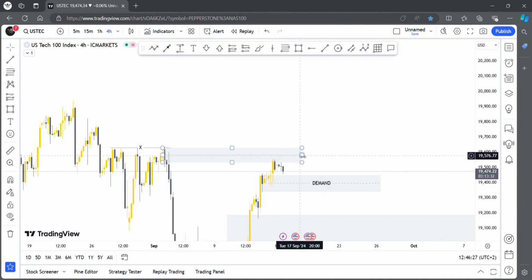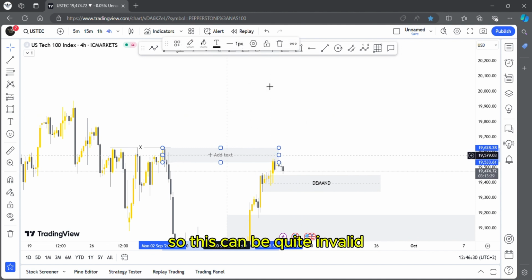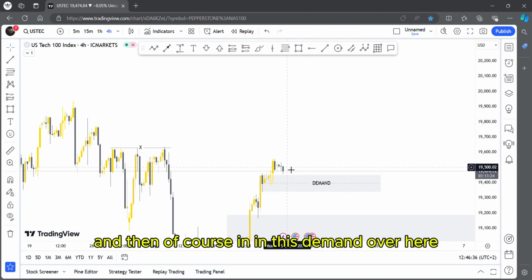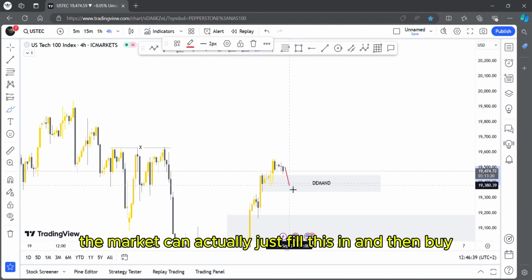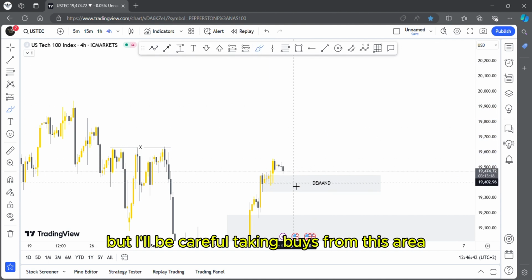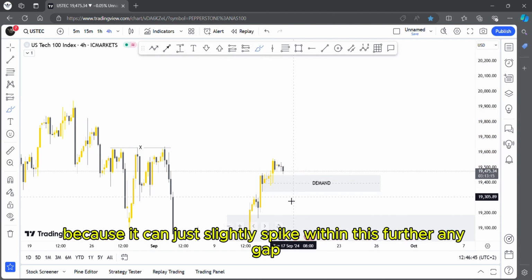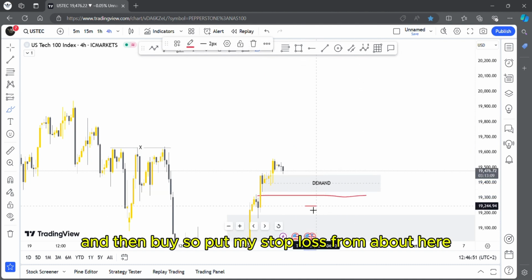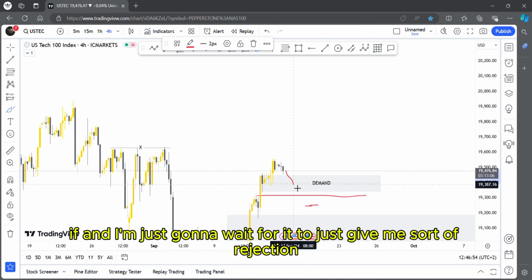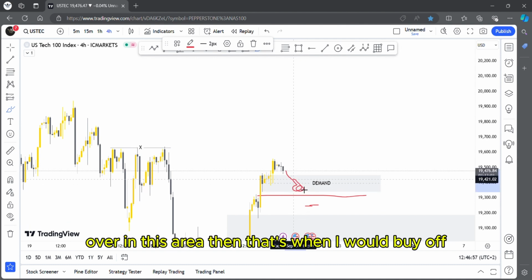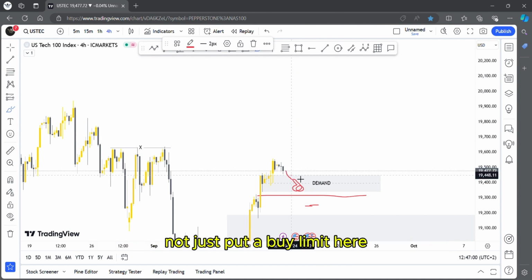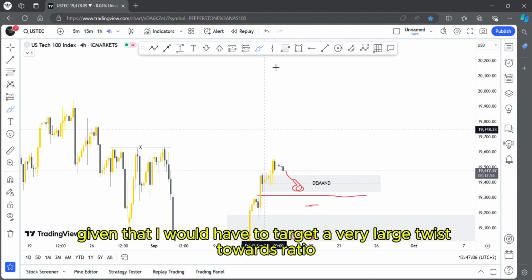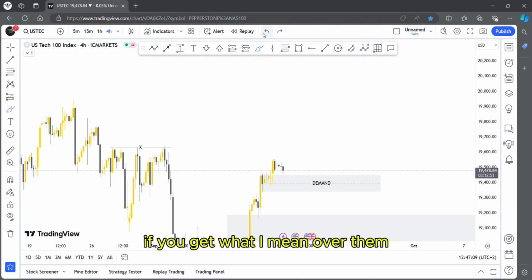So this can be quite invalid, but for now it's still valid for those who are just scalping sales. And then of course in this demand over here, the market can actually just fill this in and then buy. But I would be careful taking buys from this area, because it can just slightly spike within this fair value gap and then buy. So I would put my stop loss round about here, and I'm just going to wait for it to give me some rejection in this area. Then that's when I would buy, not just put a buy limit here, because this would be a very big stop loss, given that I would have to target a very large risk to reward ratio, if you get what I mean.